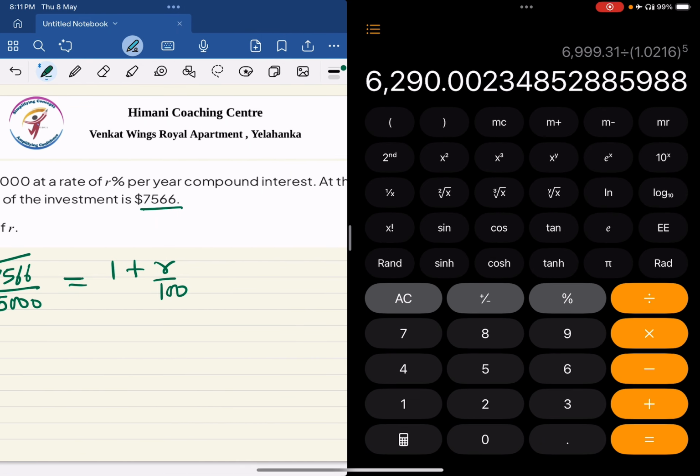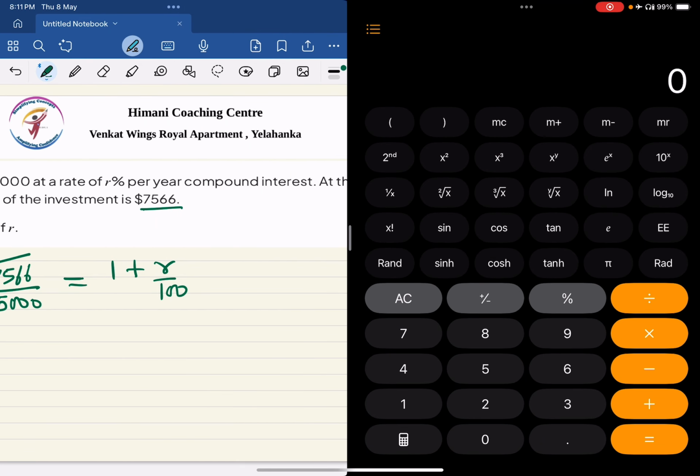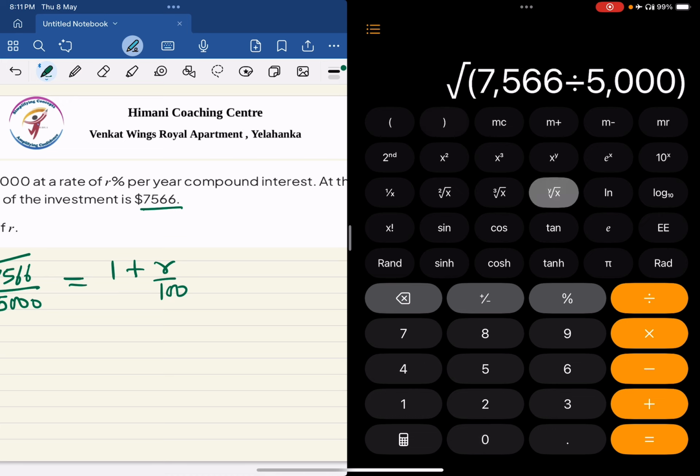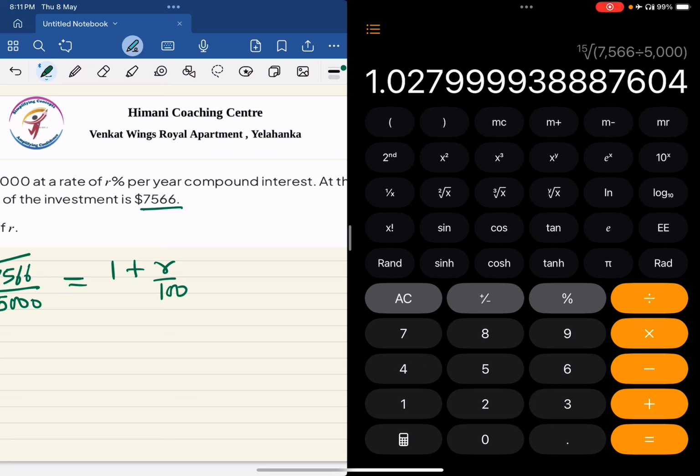Again, we will need our calculator, and we are finding the 15th root of. So I'll have to do this, and I am doing what? I am finding 7566 divided by 5000, and I'm finding what? 15th root. So let's do that. And that gives us 1.027 equals 1 plus R by 100.